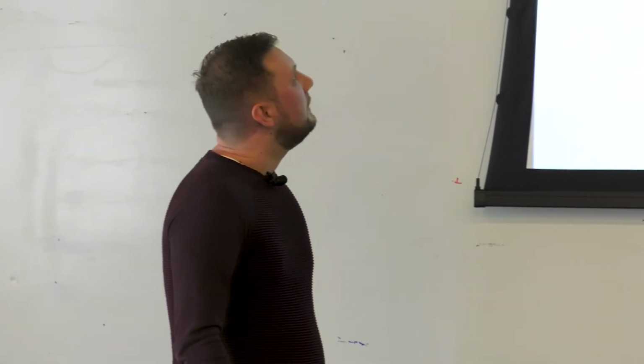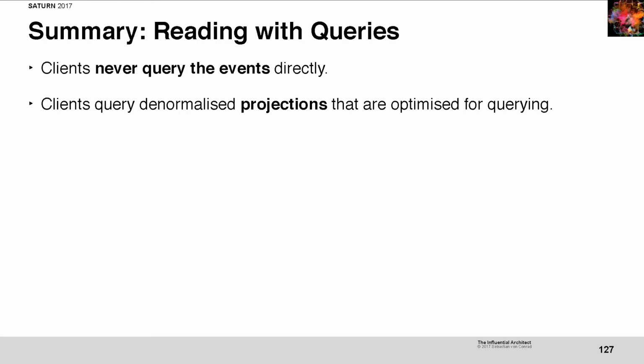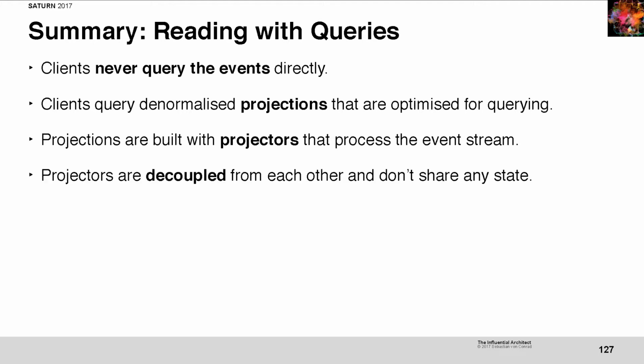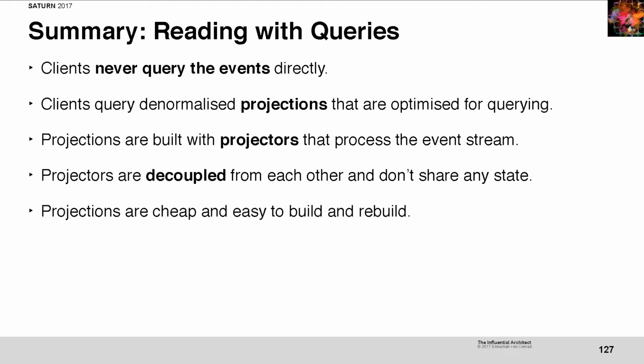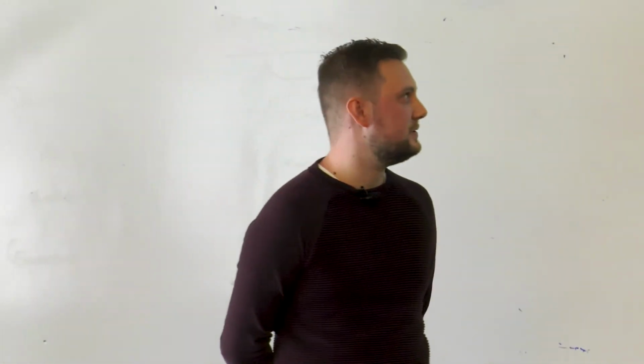Anyway, clients never query the event store itself. Instead, they query denormalized projections that are optimized for the job itself. These projections are built up with projectors that process the event stream. Projectors are decoupled from each other, and they don't share any state at all. They are cheap and easy to rebuild. That's what we just talked about. And this is how we read data in an event sourced system with CQRS.